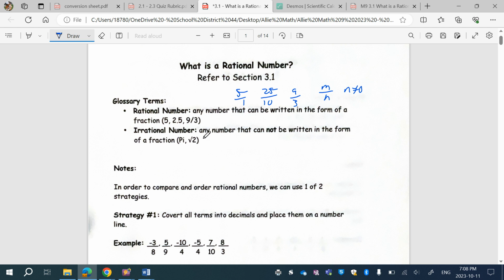Irrational numbers are any numbers that cannot be written in the form of a fraction. So pi, square root of 2. I think the video also mentioned e, for example, and many other irrational numbers. So basically, any non-perfect square root is an irrational number.